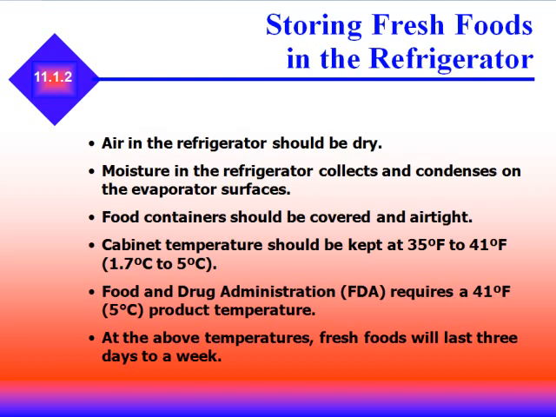When you store fresh foods in the refrigerator, air in the refrigerator should be dry. Moisture in the refrigerator collects and condenses onto the evaporator surfaces and thus is taken off. Food containers should be covered and airtight. Cabinet temperatures should be kept at around 35 to 41 degrees. The FDA requires 41 degrees for product temperature. At the above temperatures, fresh foods will last 3 days to a week.